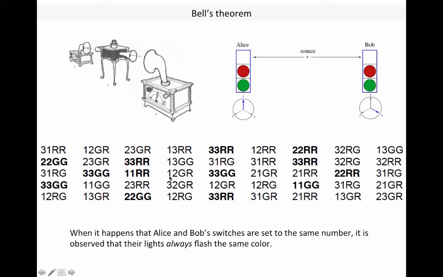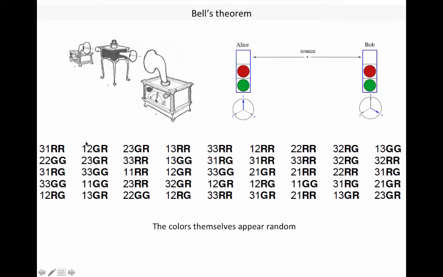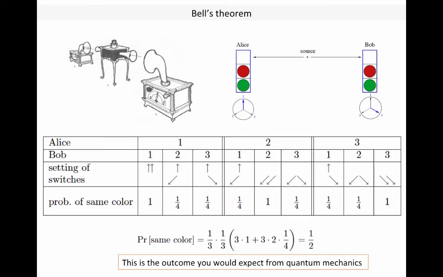So that's one thing they notice. However, if you just look at the colors and ignore what the detectors were set to, the colors themselves are still completely random. So Alice detects red and green in a completely random sequence, and so does Bob. Now, if they count up out of all the possible results how many times their detectors both flashed the same color, they would find that their detectors flash the same color exactly half of the time if you conduct the experiment long enough.